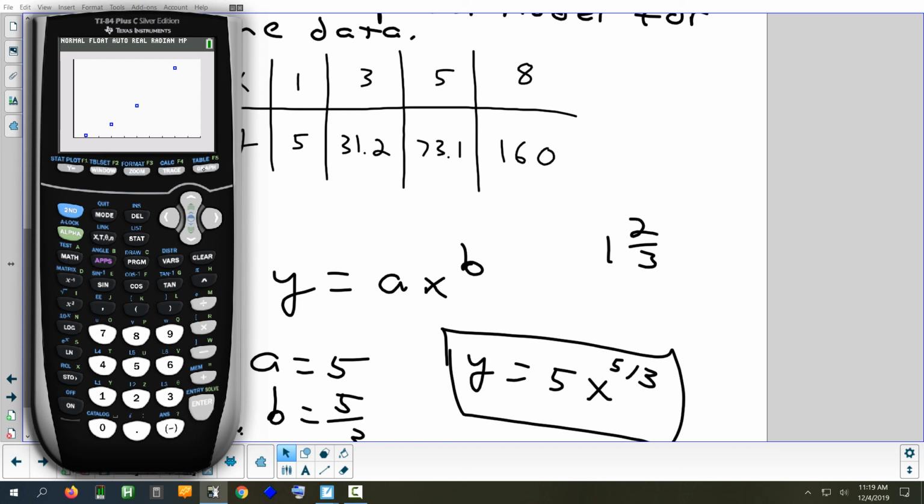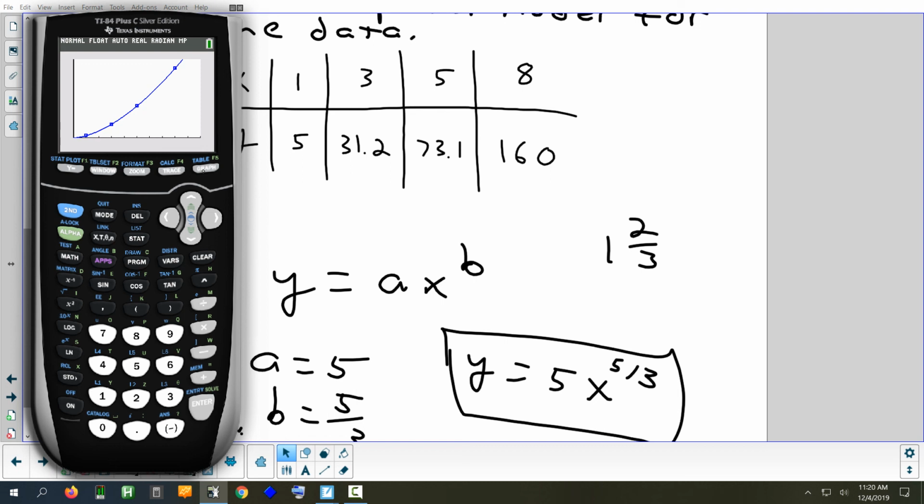Now I'm going to type in my equation and see how good of a curve I just found. So let's type it in: 5x to the 5/3. So looking at the curve, how good of a curve do you think that is to fit our data? Pretty good. Yeah, just about as perfect as you can get, right?